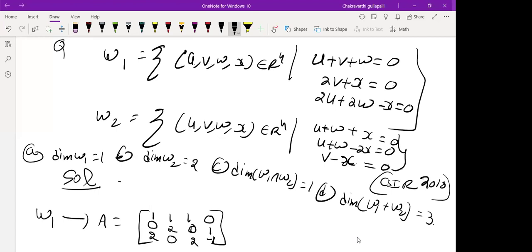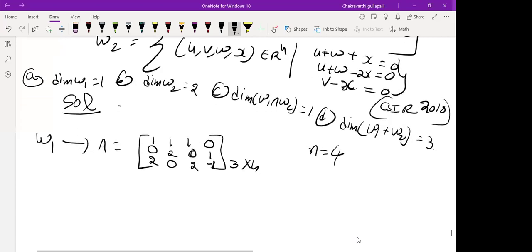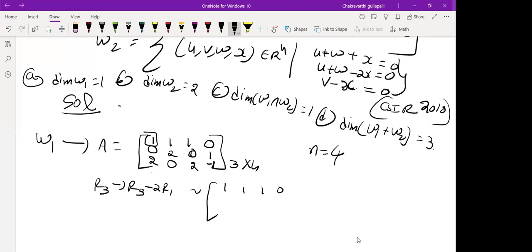I'm not interested. So for this, I want R. What is N? This is a 3 by 4 matrix. N is 4. I want R. How to find R? Reduce it to echelon form. This is the leader. Reduce it to echelon form. R3 means R3 minus 2R. So this reduces to 1, 1, 1, 0, 0, 2, 0, 1, 0, minus 2. This is 0. This is 1, minus 1.